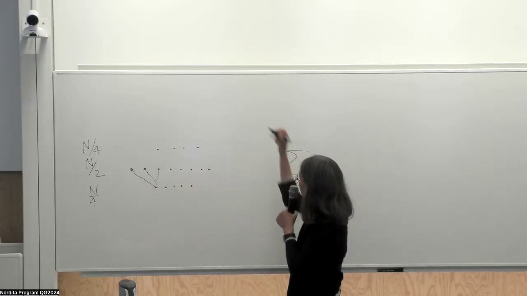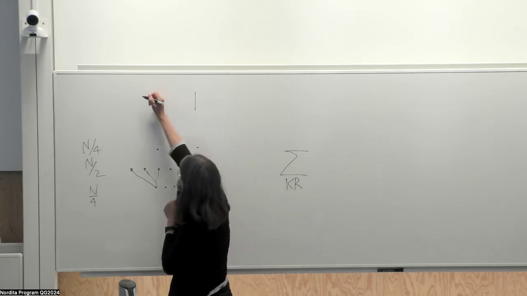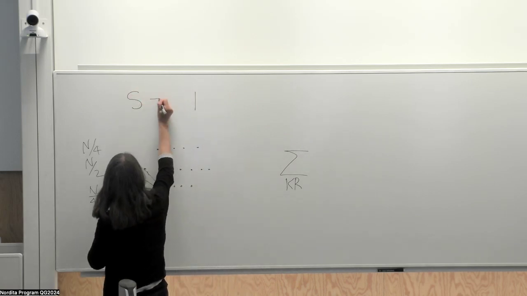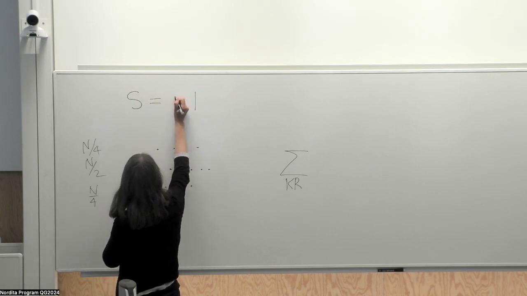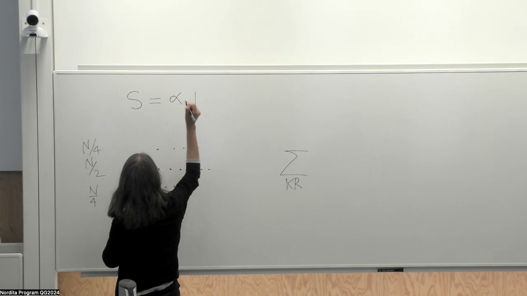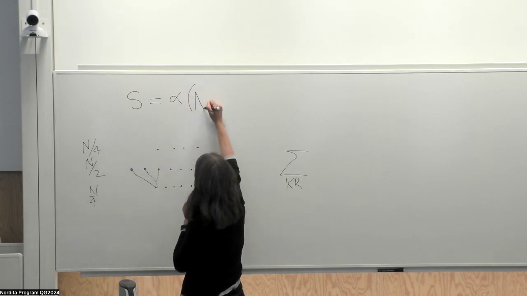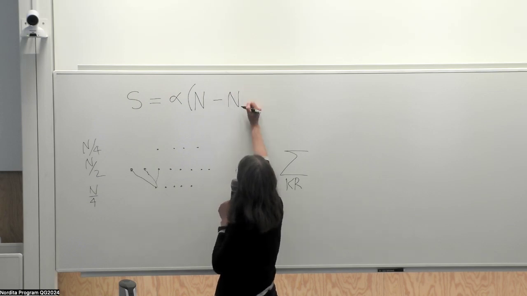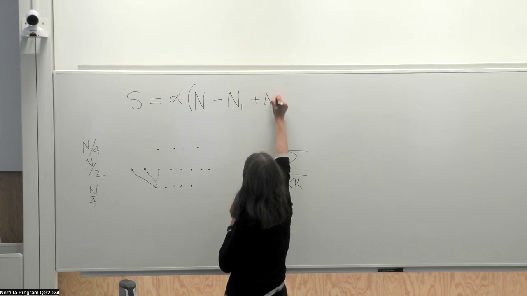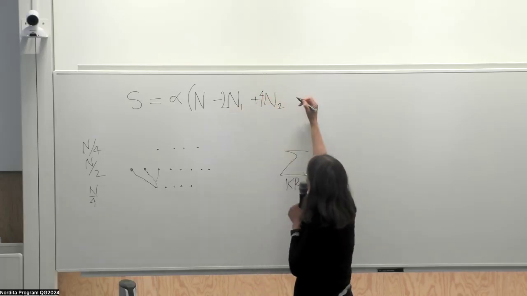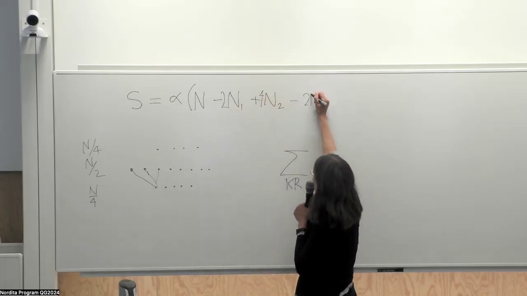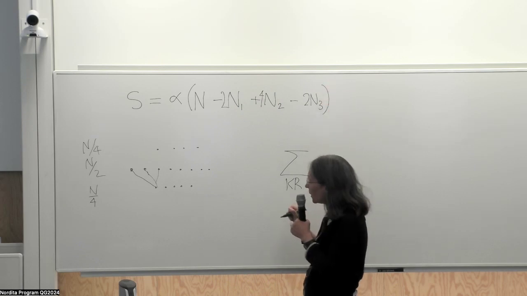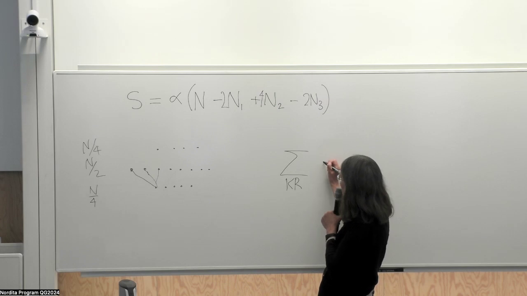And remember that the action, I'm going to say the action is equal to some number, let me call it alpha, times n, and then minus n1 plus n2. I think there might be a 2 here, and a 4 here, minus 2 and 3, something like that. Okay, our orders are weighted by e to the iS.